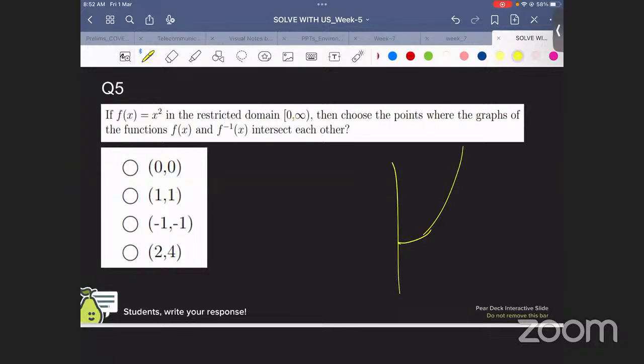So I think the correct answer is options 1, 2, and 4. Because if I take the value of x as 0, then y becomes 0. If I take 1, then y becomes 1. If I take 2, then y becomes 2. So I think options 1, 2, and 4 are the correct answer.